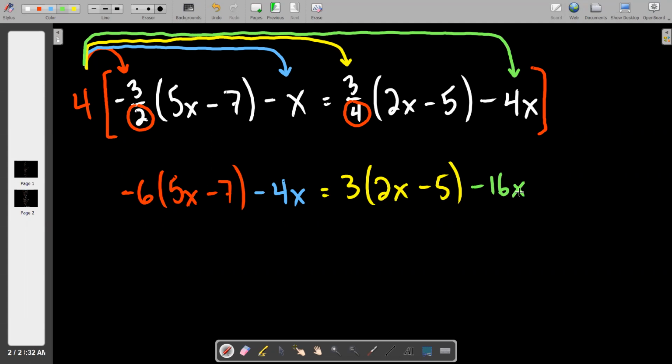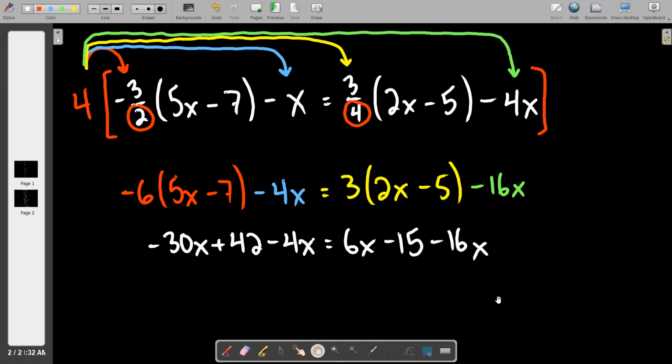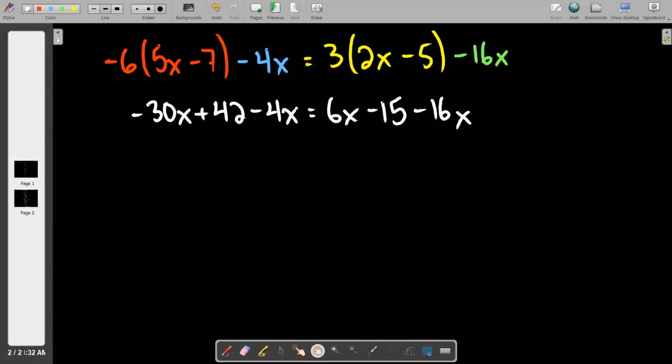So not all problems are created equal. Sometimes it takes a couple of minutes to eliminate all fraction annoyances. This was one-stop shopping. And from here, you should be on cruise control. What do we do? Yeah, so we get -30x plus 42 minus 4x equals 6x minus 15 minus 16x. What do we do after this? Clean up. Combine like terms. -34x's plus 42 on the left, and on the right side, -10x's minus 15.